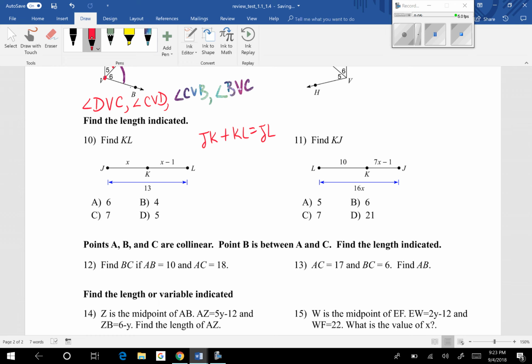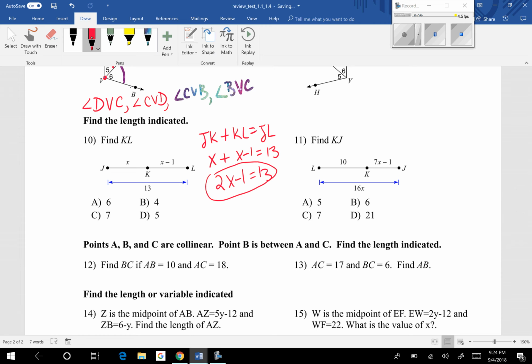Again, on your test, you have to show me this work, okay? You don't have to show me every single little solving step, but I need to see your equations, and then you need to make a note for me that you use the calculator from there, and so forth. So JK, that's X, plus, now KL is X minus 1, and then JL is equal to 13. Now we've got to combine like terms, so x plus x, that's 2x minus 1 equals 13. So if I'm trying to give you points on your test, I want to see this equation right here.